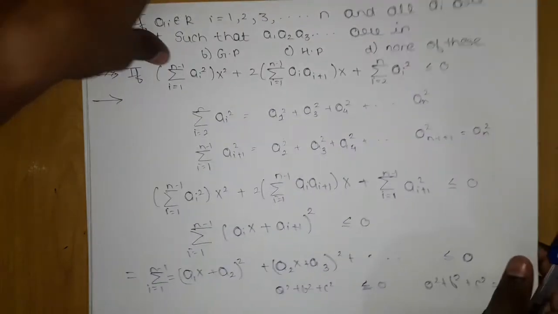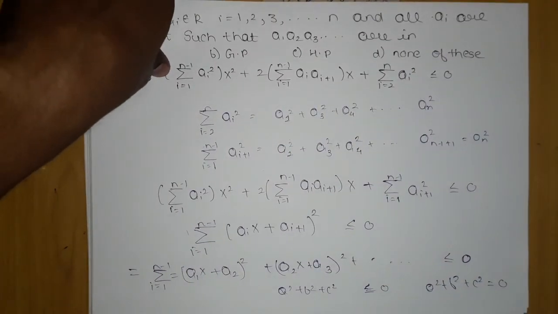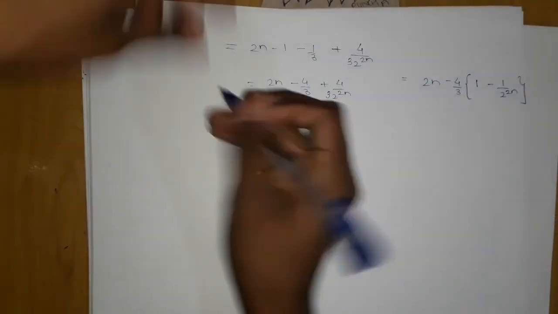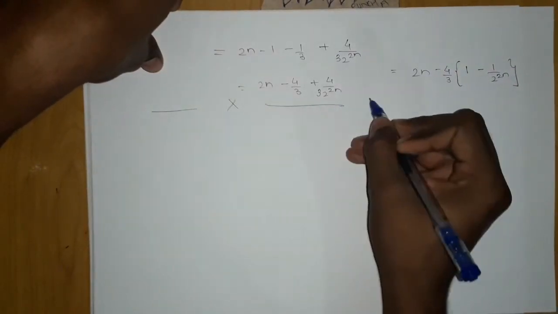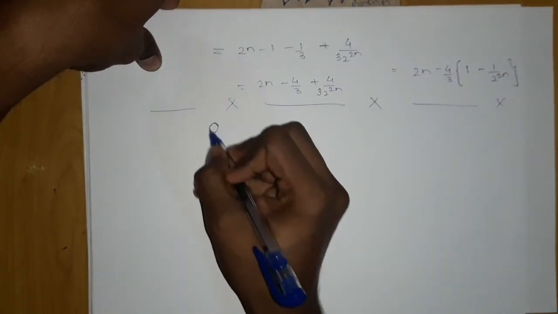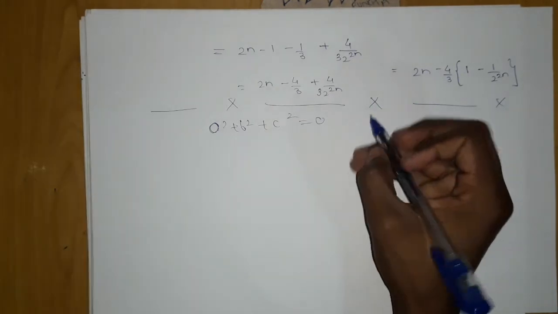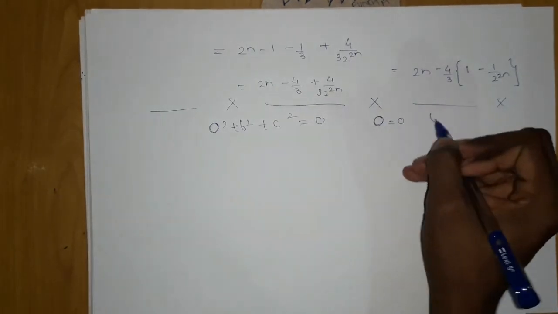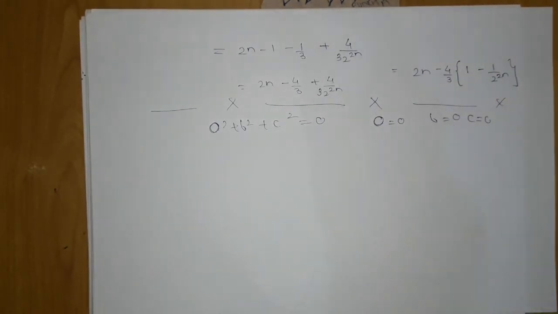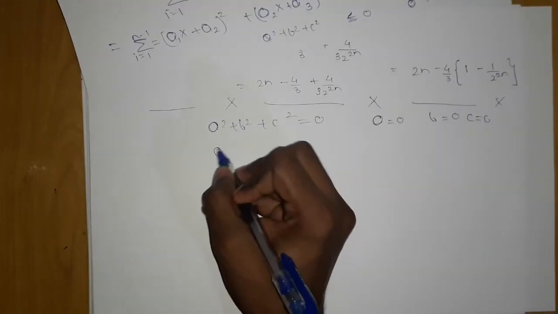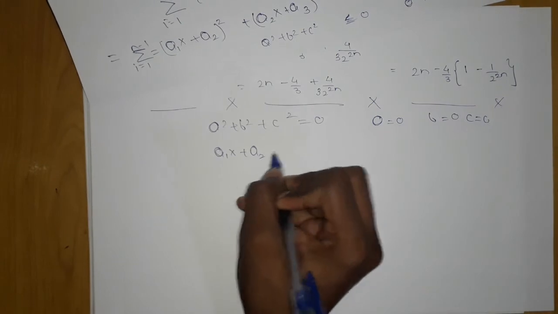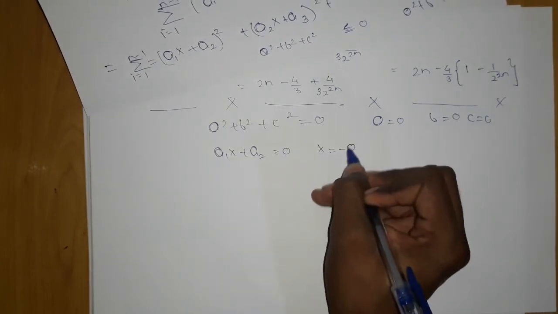Let me take the previous page which we used. The only possible condition is that a square plus b square plus c square should be equal to 0. It cannot be less than 0. For that, a should be 0, b should be 0, and c should be 0. So here if you observe, a1 x plus a2 should be equal to 0. What it gives is x equals minus a2 by a1.